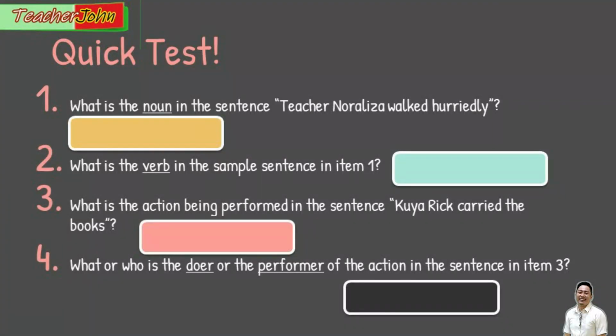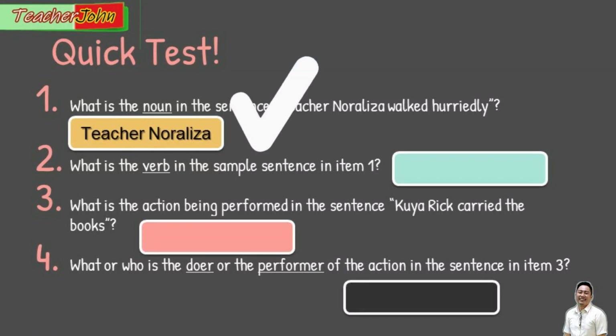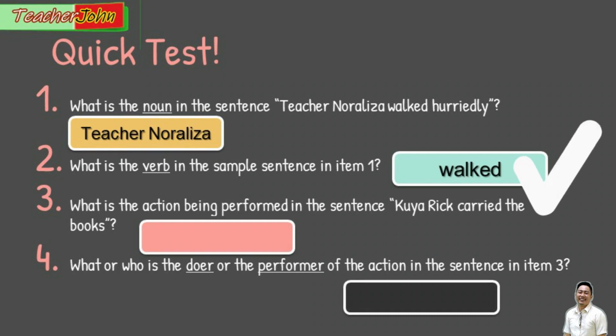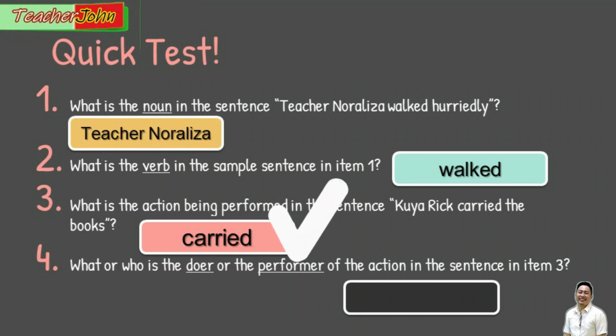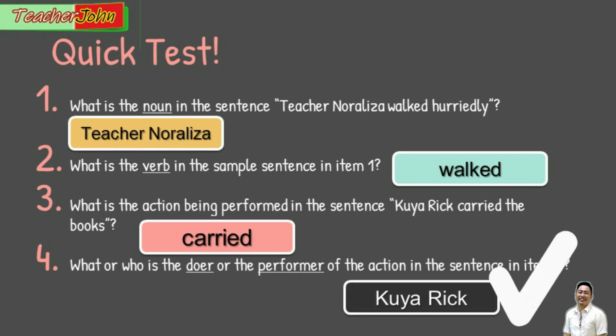Here are the answers. In item 1, if your answer is Teacher Noraliza, then you are correct. Item number 2. If your answer is walked, then you are right. In item 3, if your answer is carried, you're doing good. You're correct. And in item 4, if your answer is Kuya Rick, congratulations! You are very good.